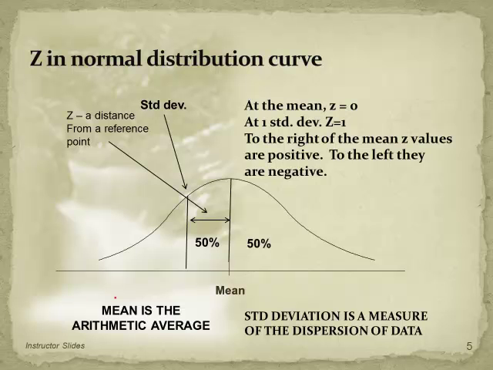So at one standard deviation away from the mean, z is equal to 1. At 2 standard deviations away from the mean, z equals 2. So let's not let this z concept throw us into confusion. It's very simple. All it is, is a distance away from the mean. At the mean, z is equal to 0. So if we had a z-value of 0.5, we're talking about half of a standard deviation away from the mean.